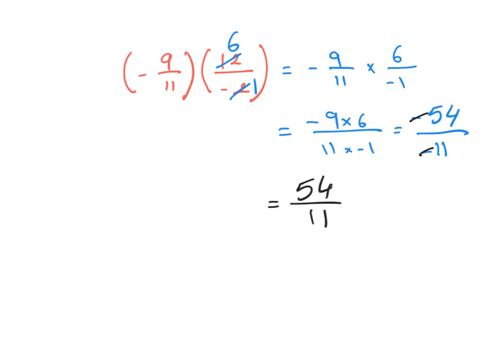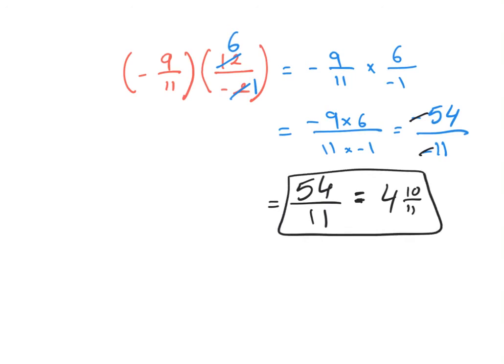Now, the answer looks like an improper fraction. An improper fraction is when the numerator is greater than the denominator, but we can change it to a mixed number. We know that 11 goes into 54 four times, and we're going to have a remainder of 10. So if you want to change it to a mixed number, it's going to be 4 and 10 over 11, right? Both of them are the correct answer. So it depends on which one you're going to see in your multiple choice question. One of the answers could be 4 and 10 over 11, or 54 over 11.